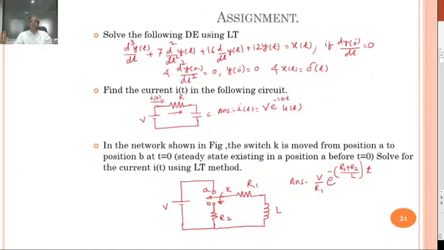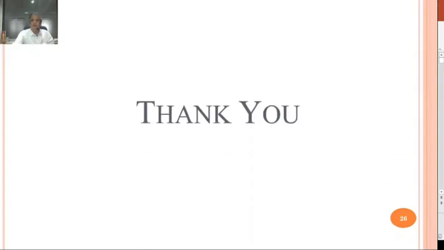Now these are the assignment questions. You solve these questions. In this lecture we studied the application of the Laplace transform, how to solve differential equations using the Laplace transform, and how to analyze electrical circuits using the Laplace transform. Okay, we stop here.